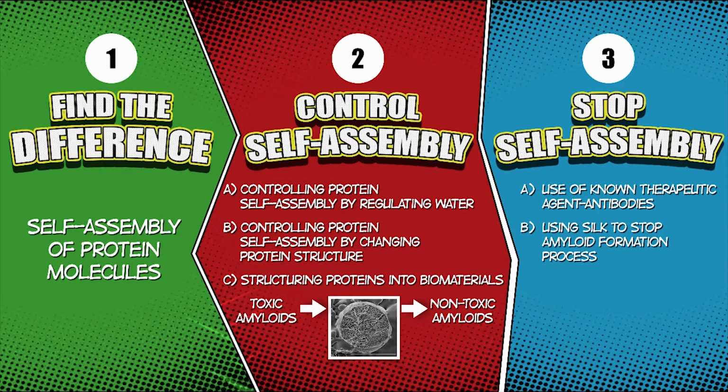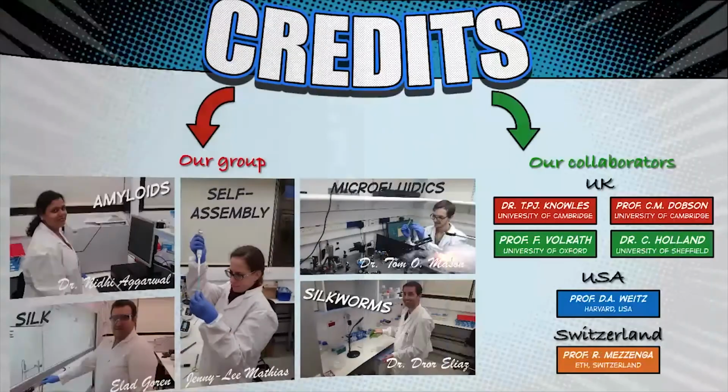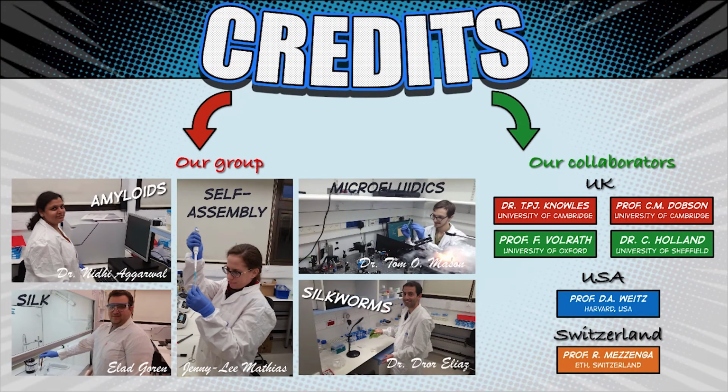So to stop self-assembly processes in amyloids, we either can use silk in the case that amyloid fibers are not formed yet, or a combination, a complex between the silk and existing therapies.